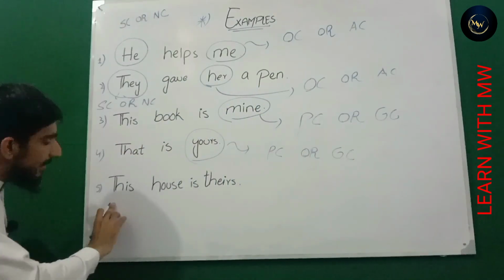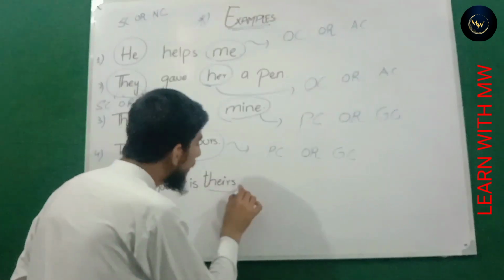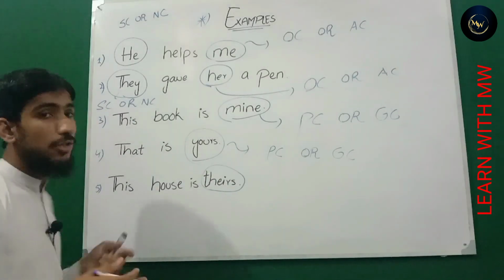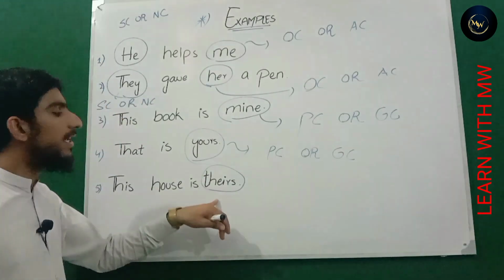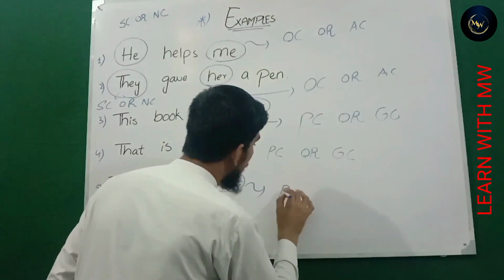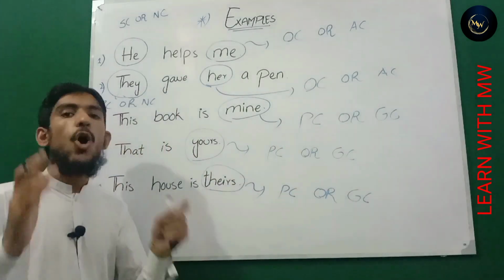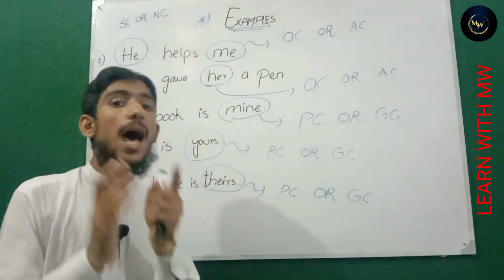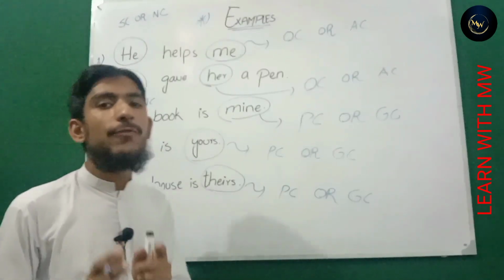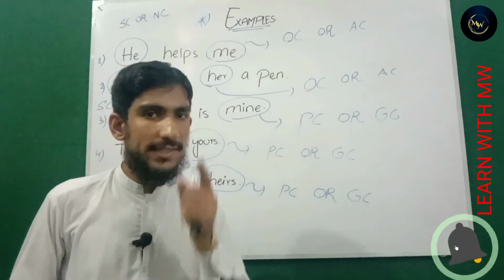Now look at this example, the last one. This house is theirs. Theirs is also a personal pronoun, and in this sentence theirs shows possession. So this is also in possessive case or genitive case. So viewers, I hope you understand how to find subjective or nominative case, how to find objective or accusative case, and how to find possessive or genitive case in a sentence.